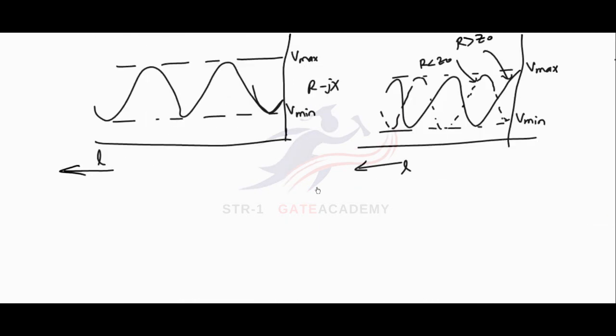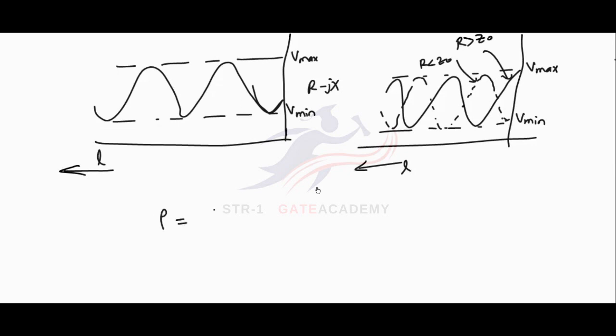the Vmin value will be 0. Why will it be 0? Let me explain this. This is very important actually. This must be understood.